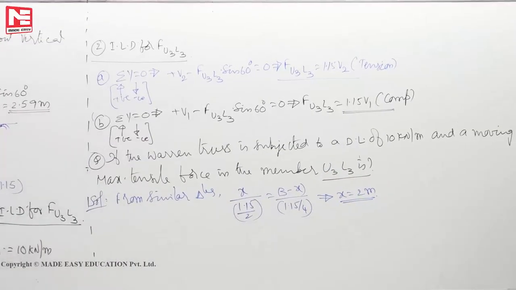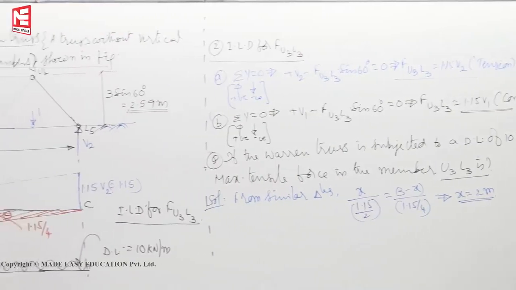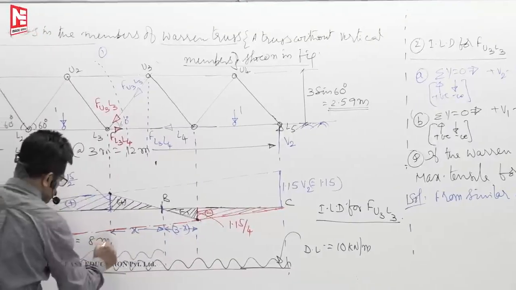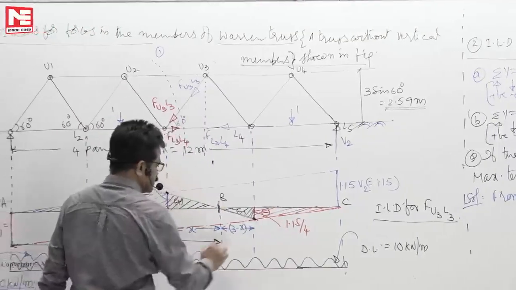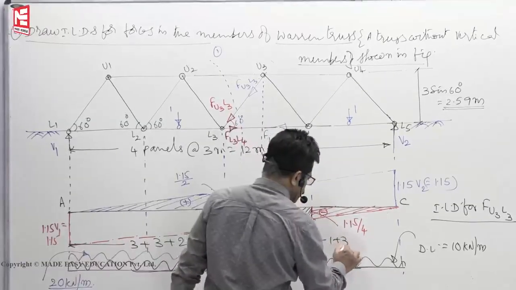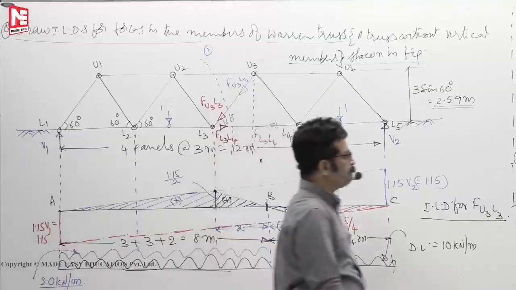That means from here to B is 3 plus 3 plus 3 plus 2. So up to here it is 8 meters. Then this is here 1 meter plus 3 meters. So you will get 4 meters for the remaining length.